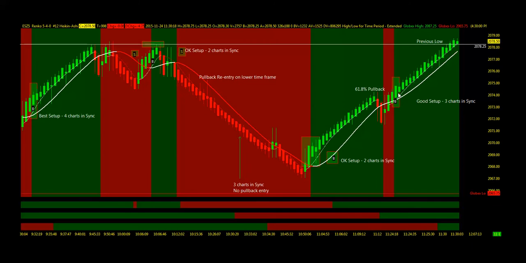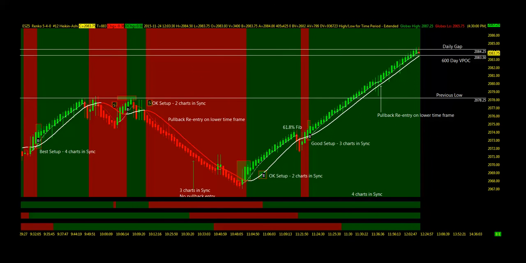Now, what do we have? We have everything in the green, right? 2078.25. We already hit that before. Are we going to reject here? Previous low? I don't know. Let's see what happens. No, it doesn't. There it goes all the way up. All four charts in sync now. Price action continues. All contracts on.